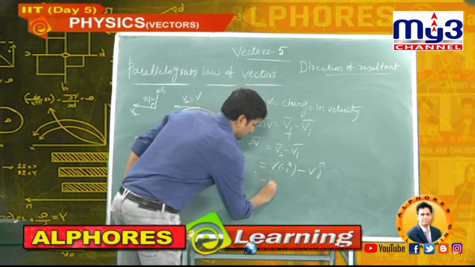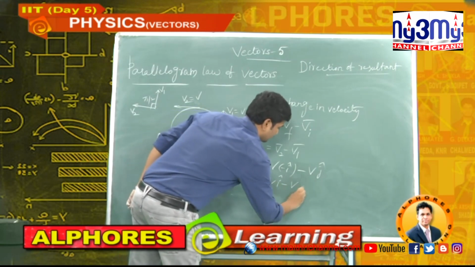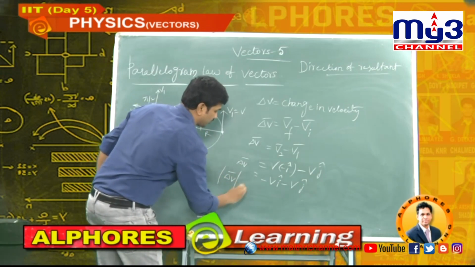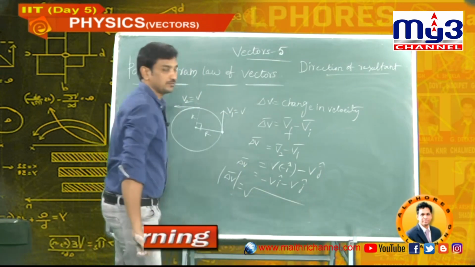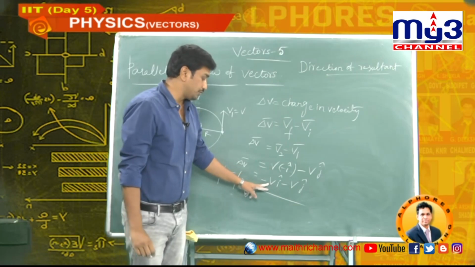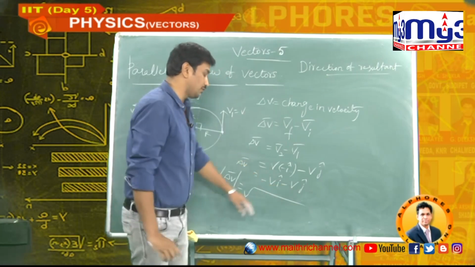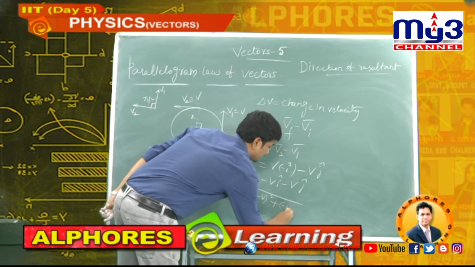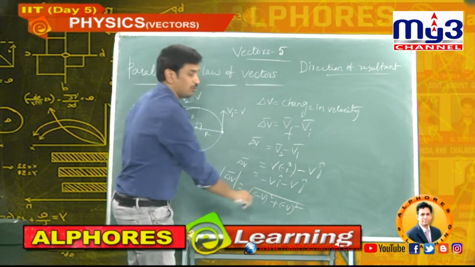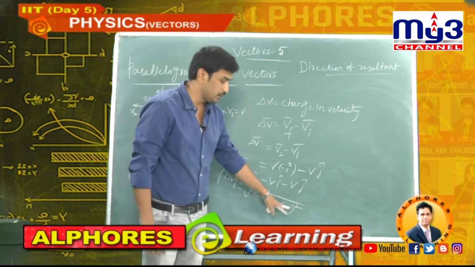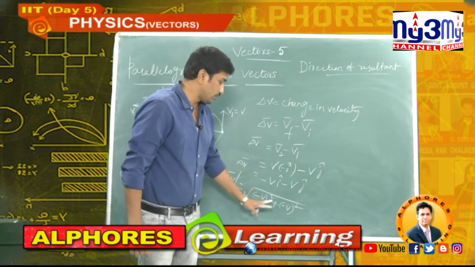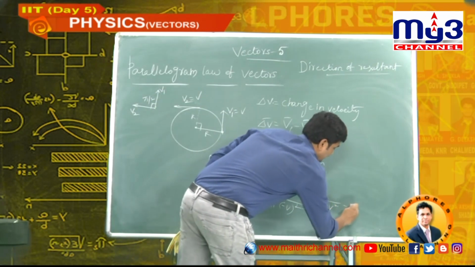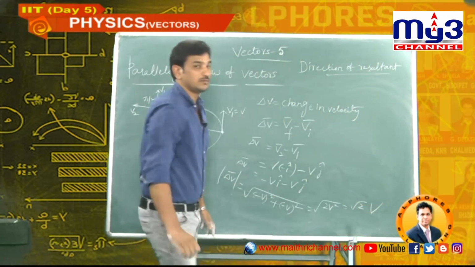Now minus V i cap minus V j cap. How to calculate the magnitude of a vector? Under root of the i cap coefficient whole square plus the j cap coefficient whole square. Minus V whole square plus minus V whole square. Minus V whole square is V square, minus V whole square is V square. Now V square plus V square, under root 2V square. What is the answer? Root 2V.